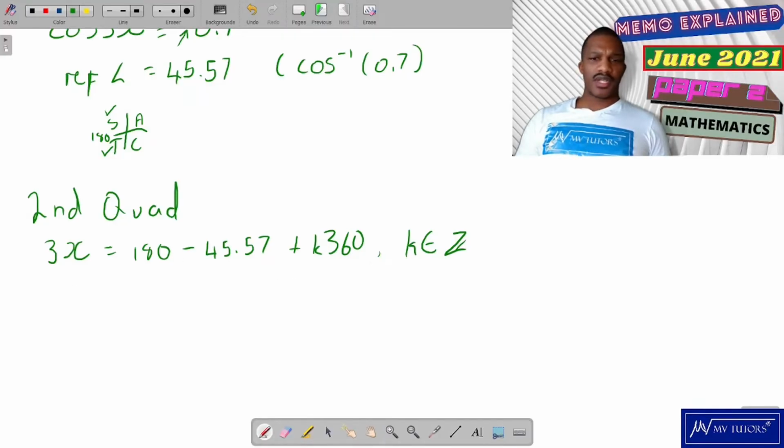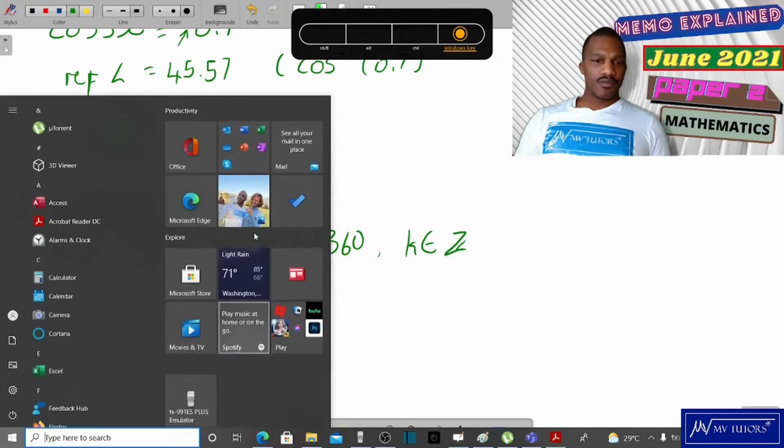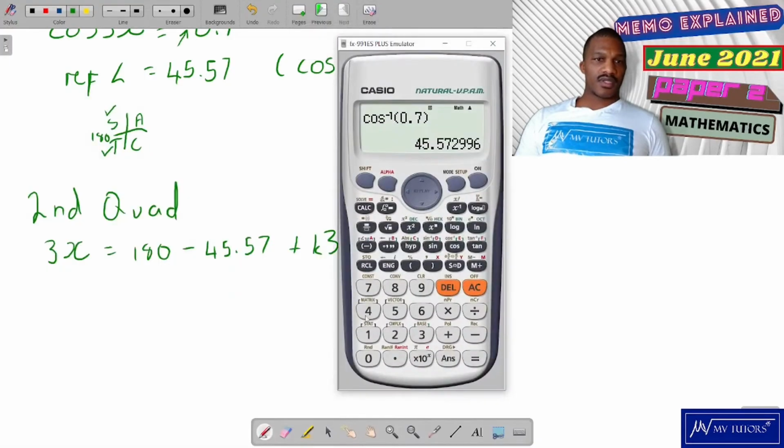All right, so we need a calculator over here. Let's get that. So we're going to say 180 minus 45.57. That gives us a decimal, 134.43.